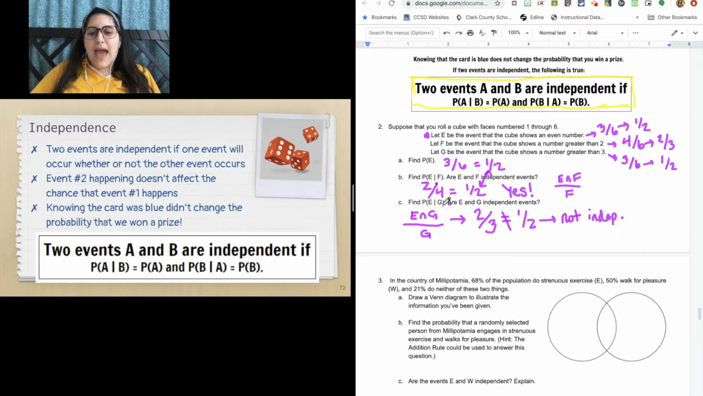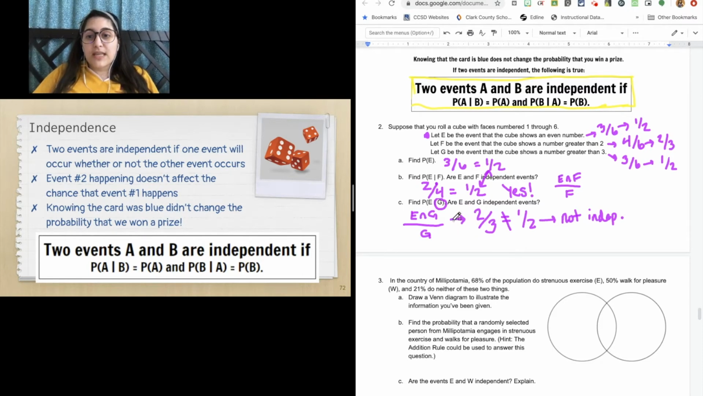Okay, so me adding this extra restriction changed the probability of event E. So that means those are not independent, right? The extra restriction impacted or changed the probability of event E. Introducing the extra thing actually increased the probability that I would roll an even number. Having that extra information changed it.